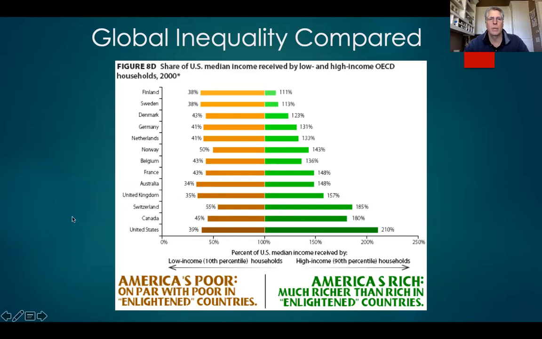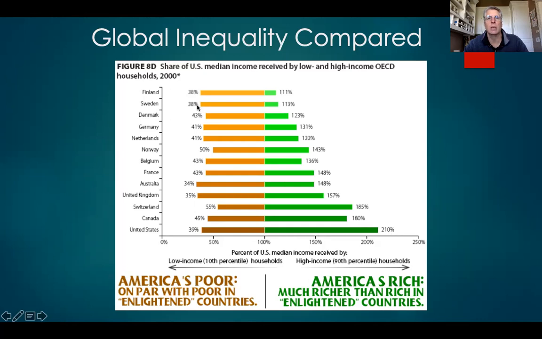But the US is here. So basically I'll talk about the US, but this is pretty complex if you really want to get down, even though it looks pretty simple. The bottom 10%, the 10th percentile in the US, is 39% of the median US household income, and the 90th percentile is at 210%. So we have a greater inequality, right? Because our line is longer.